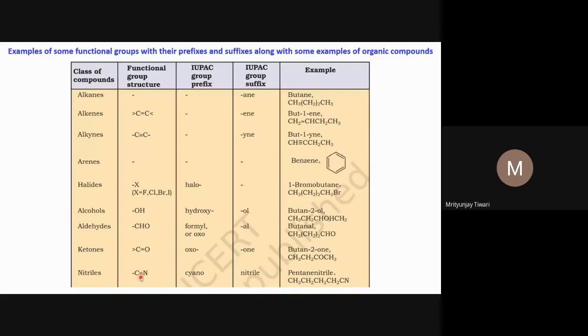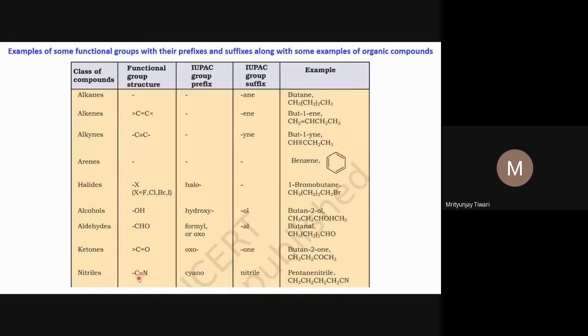Now the functional group nitrile, C triple bond N. If it is there as a substituent, we write it as cyano. We represent it as a cyano group, and if it is there as the principal functional group, we write its name as a nitrile. So the suffix nitrile is used to write the name of compounds containing the CN group as a principal functional group. The IUPAC group prefix for the CN group is cyano, and the IUPAC group suffix for the CN group is nitrile. Let's see this compound, and this nitrile also contains a carbon atom.